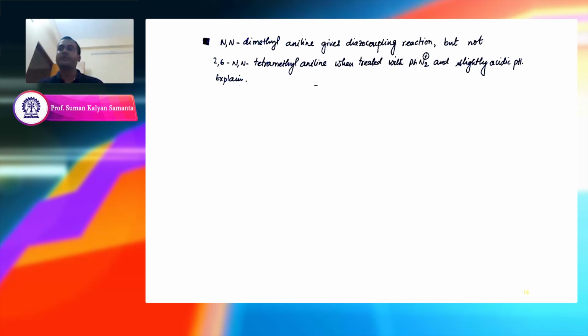Steric hindrance. Yes. Because of that steric effect, it will be going out of the plane. So when you have N,N-dimethyl aniline here, this lone pair can be given to this aromatic ring so that this para position can be activated, so that your diazocoupling reaction can form.